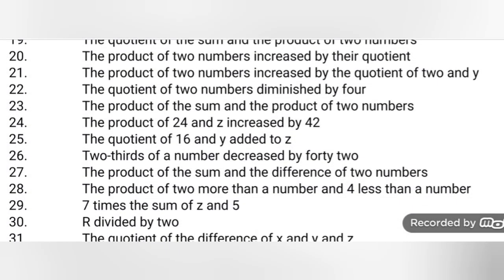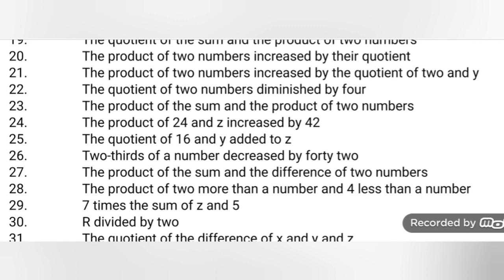24, the product of 24 and z increased by 42. So 24z plus 42. Next, 25, the quotient of 16 and y added to z. So we say 16 divided by y plus z. 2/3 of the number decreased by 42. Okay, so 2/3 of the number, so that's a number is x. So we say 2x over 3, and then the whole quantity minus 42.